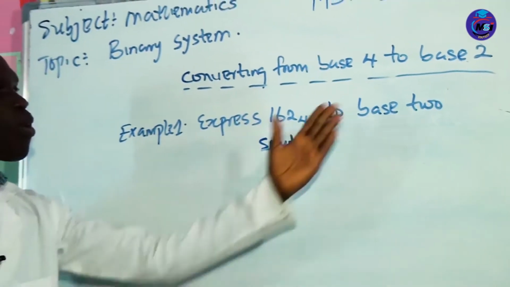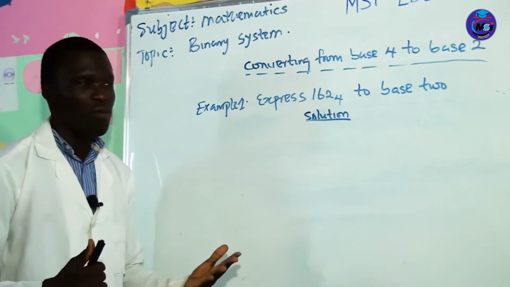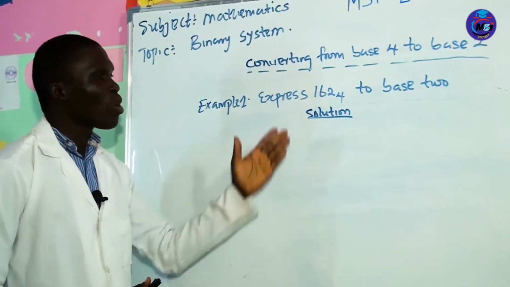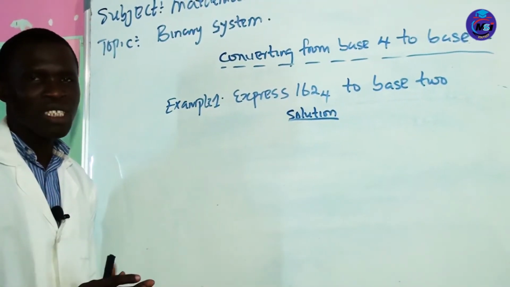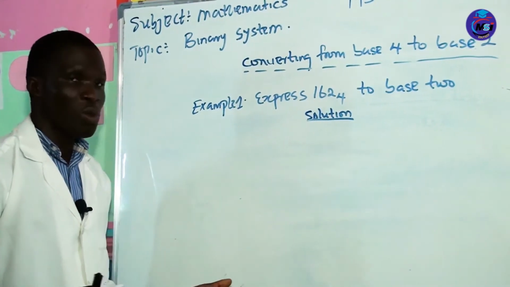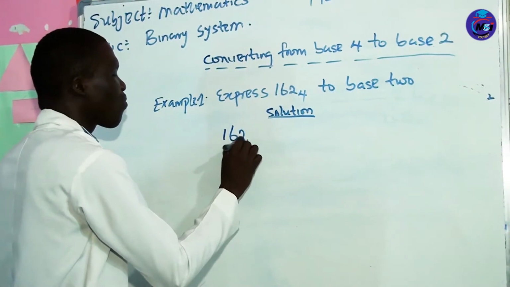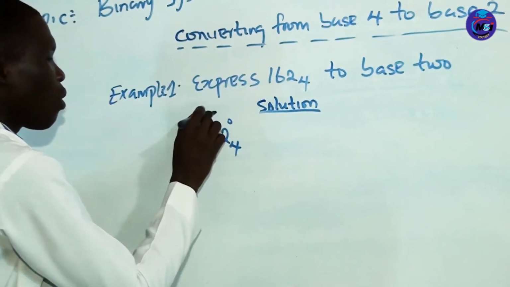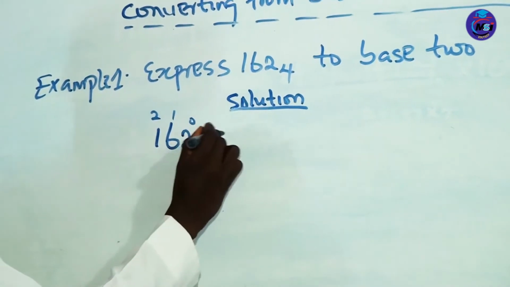Converting from base 4 to base 2, and you know that base 2 is binary, right? What are we going to do? We first convert base 4 to base 10. Then from base 10 we can convert to binary, which is base 2. Now let's do it together. We have 162 base 4. So you convert this to base 10.